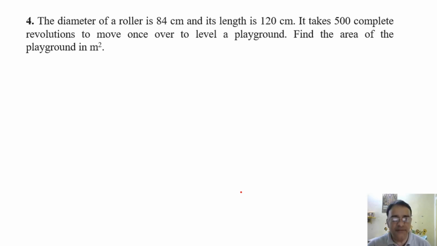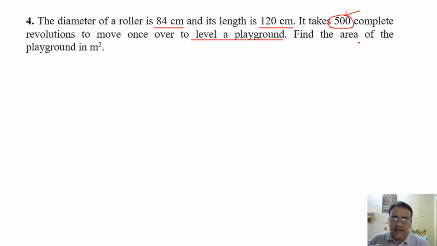The diameter of a roller is 84 centimeter and its length is 120 centimeter. It takes 500 complete revolutions to move once over to level a playground. Find the area of the playground in meter square. Okay. Question clear है? 500 complete revolution ले रहा है उसको level करने में, तो इतने में जितना एरिया कवर करेगा that will be the area of playground.